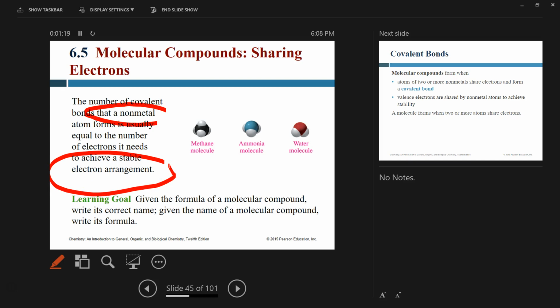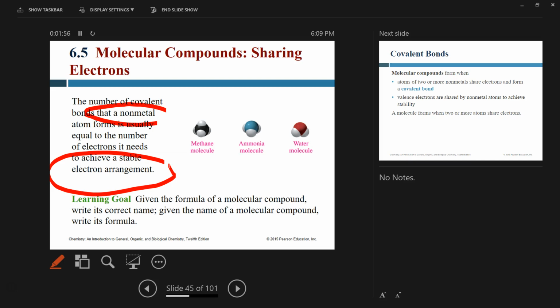Before we move forward, a simple question. What is the stable electron arrangement for the outer shell? How many electrons? 8. So, let's say we have a carbon atom, which has 4 electrons on the outer shell. How many more electrons does it need to have? 4. That's how many bonds it's going to form. Does that make sense? Bonds, chemical bonds.